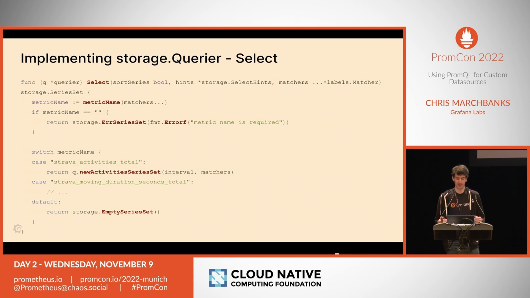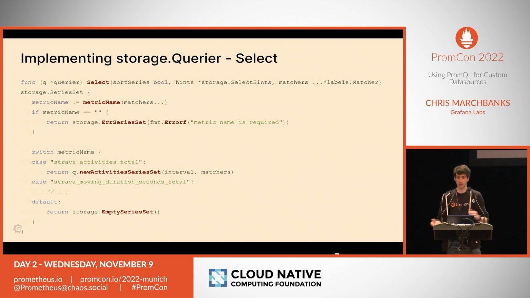The best way I've found to handle that is actually to panic and then recover the panic in a middleware to return a 500 from PromQL. So once you get a metric name, I'll usually split up and do different logic for each case. So the quick Strava sample is for something like Strava activities total.